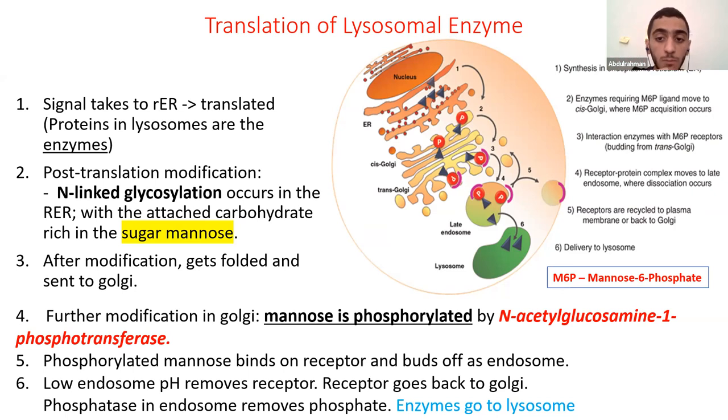It binds on this receptor, it takes it over to the endosome, which takes it over to the lysosome, and it can carry out its function. In the endosome, there is low pH, and there's a phosphatase in order to remove the receptor and to remove the phosphate that were added on the enzyme so that the enzyme can be completely functional.